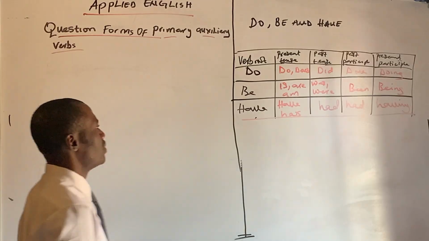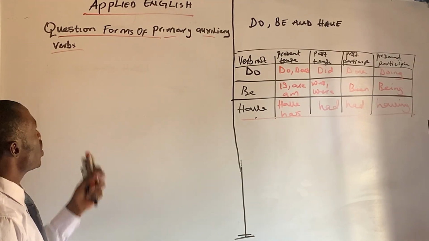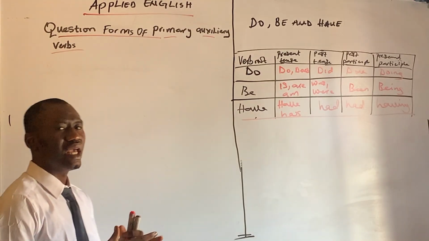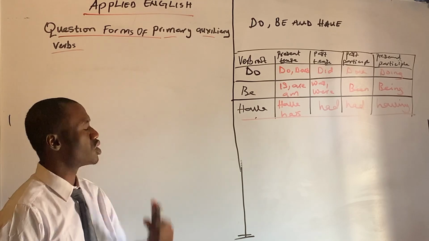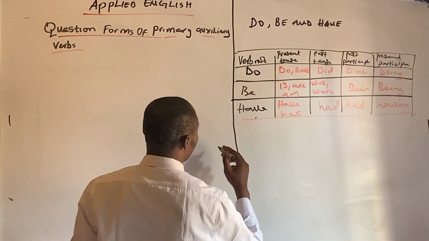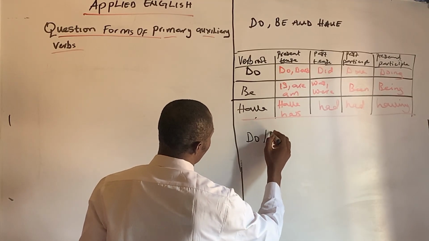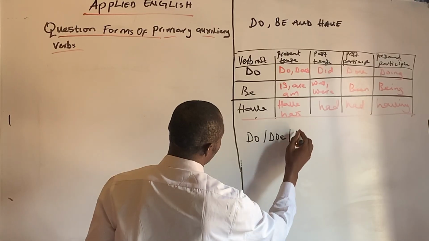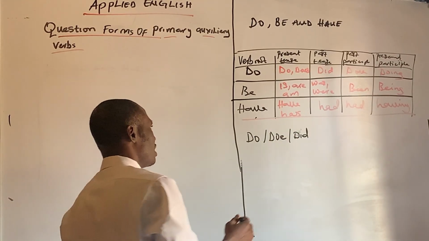All right, now having known this, let's go to what we have for today. We want to know the rules that are involved in question formation using these auxiliary verbs. Let's take the first example. We're going to start with do, does, and then did.